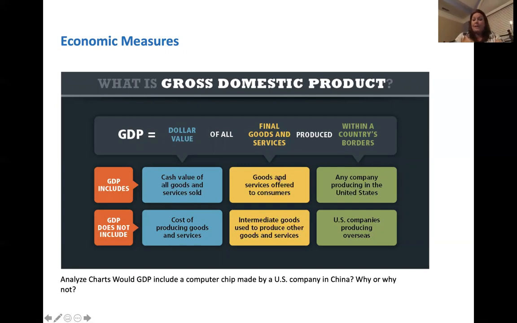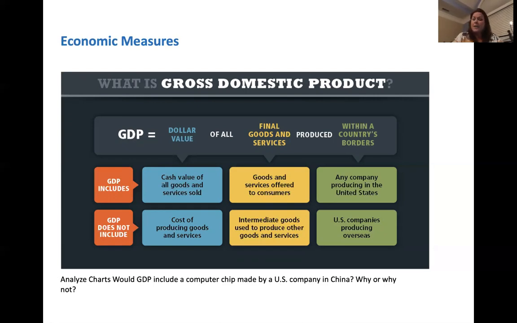In the yellow, it's goods and services that are offered to consumers. We don't want intermediate goods that are used. So if you go wholesale and I buy a t-shirt wholesale and I put a monogram on it, we're not going to count those prices. We're going to wait till I sell it to a consumer, and then that's the price that we'll record. And then it's also produced within a country's borders.